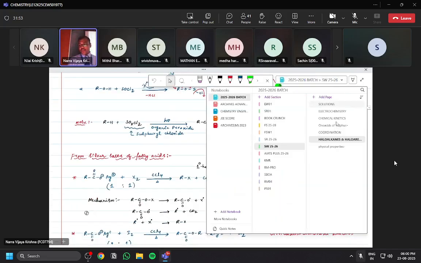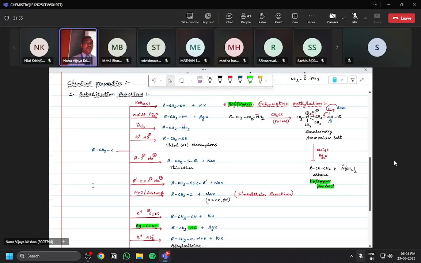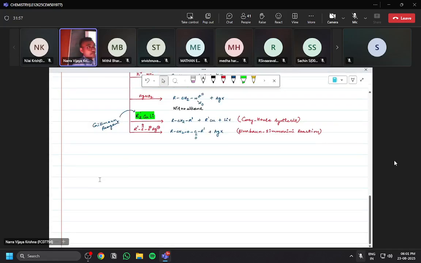Now, one more thing. NGP also, neighboring group participation in substitution, right? For example, say this. NGP, neighboring group participation.